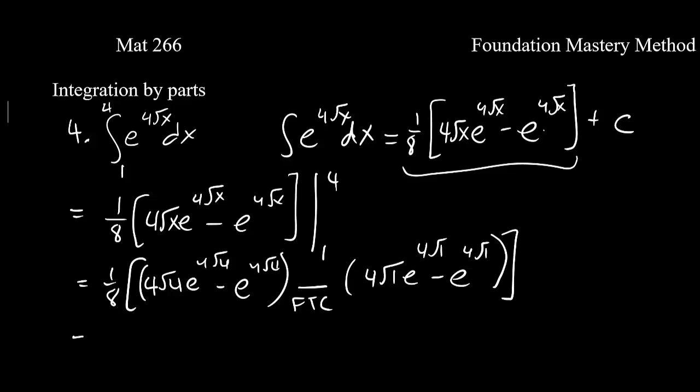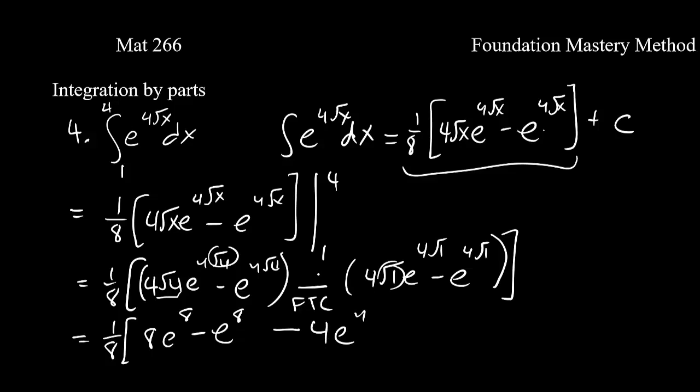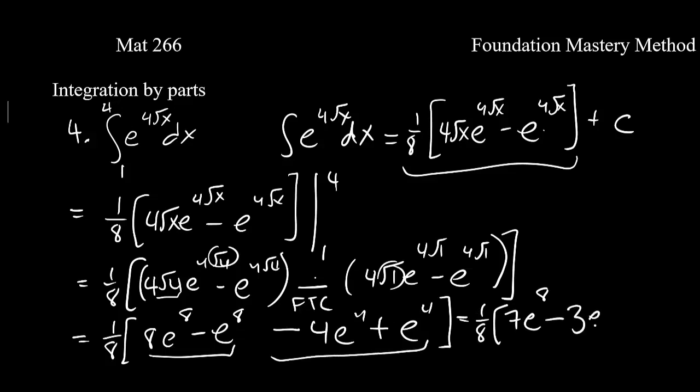And now let's just clean this up a little bit, knowing that the square root of 4 is 2 and the square root of 1 is just 1. This will become 1/8 times 4 times 2, which is 8, e to the 8th minus e to the 8th minus, and here we'll have 4e to the 4th. And distributing the minus sign and simplifying, we'll have plus e to the fourth. And if we want to do another simplification, we can combine these two terms. We'll have 1/8 times 7e to the 8th. And then we can combine these two terms, and we'll have minus 3e to the fourth.